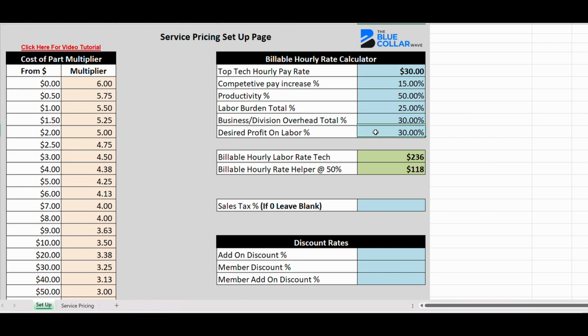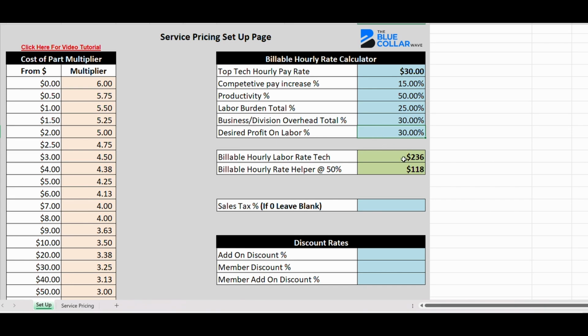And the desired profit on labor. Now, this is not profit on the entire job. This is profit on the labor only. And this is how the billable hourly rate is calculated in order to give us a billable hourly profit. So it defaults to 30%. 30% is a good number. If you want more or less, you can change that here.